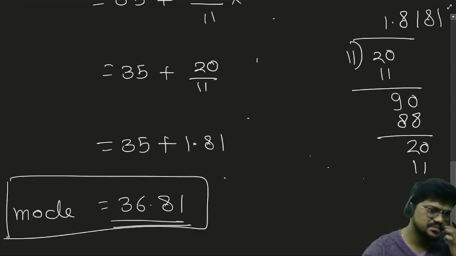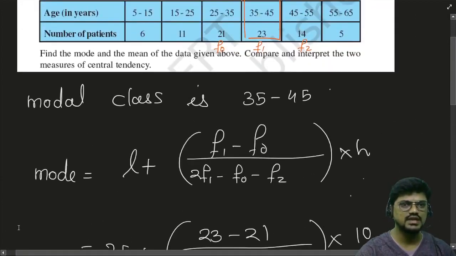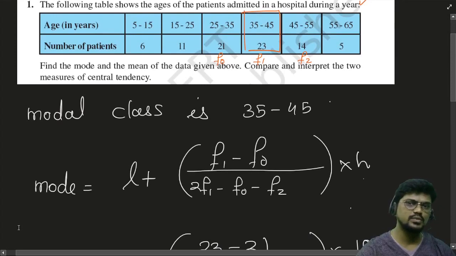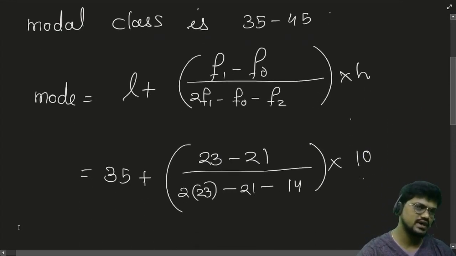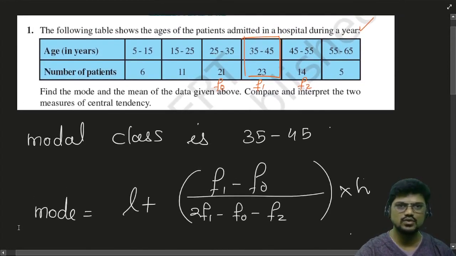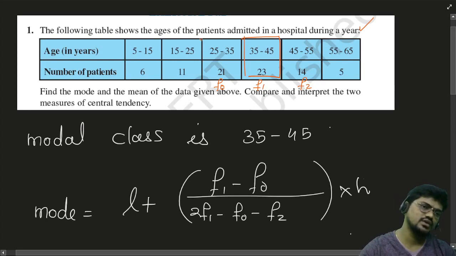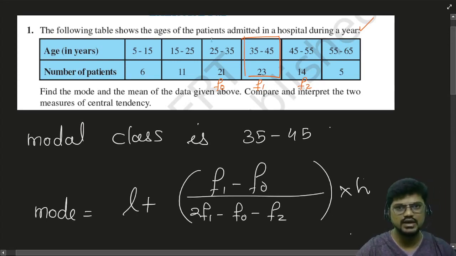Got it? So what can we say about this? Compare and interpret the two measures of central tendency. For the mode, what we can say is, it was about the patients, no? The maximum number of patients who were admitted were of the age, how much?